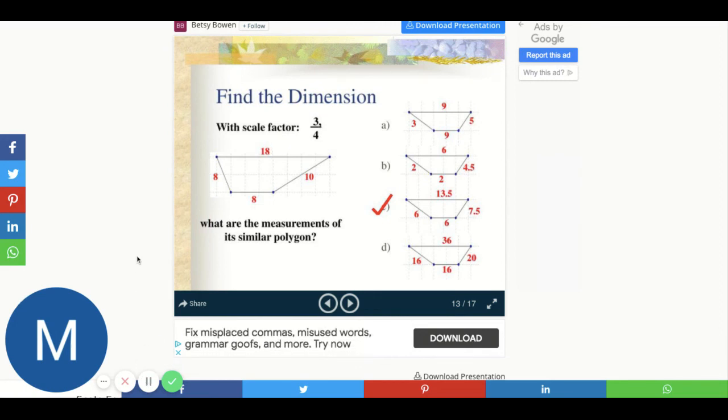On your Google form for the last two reflection questions, please be sure to explain what you would do when given side lengths and a scale factor. How are you going to find the new side lengths of the new shape? Remember, similar figures create corresponding angles that stay the same and corresponding sides that are proportional.